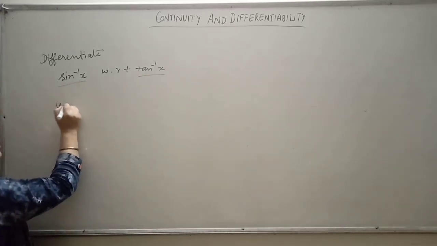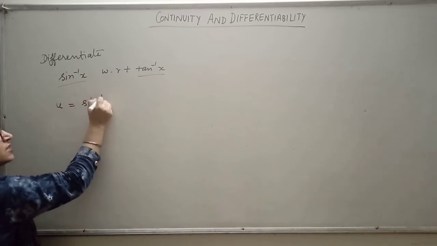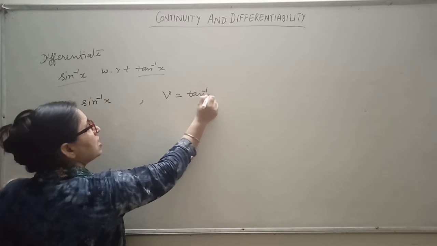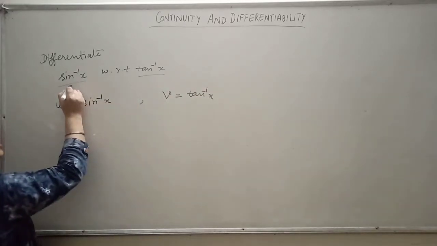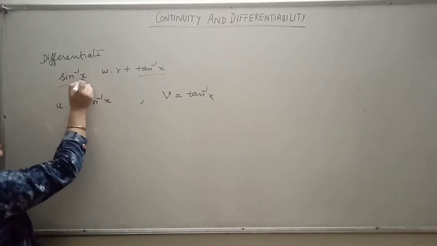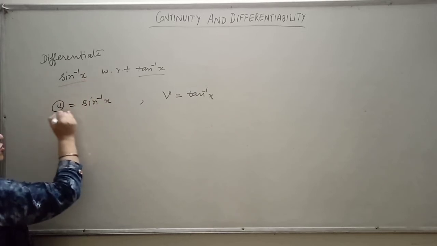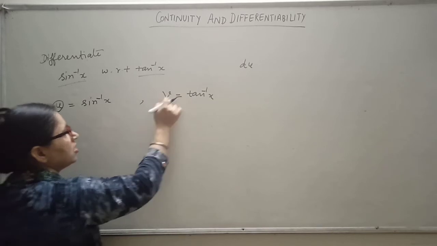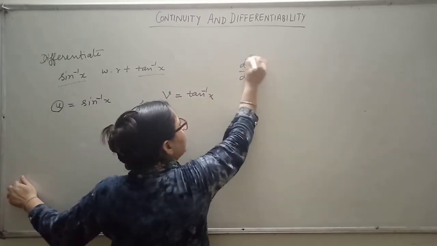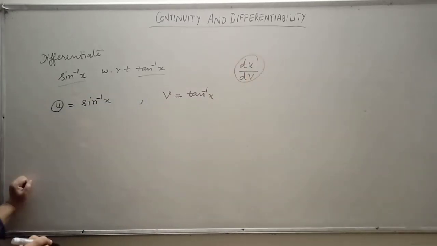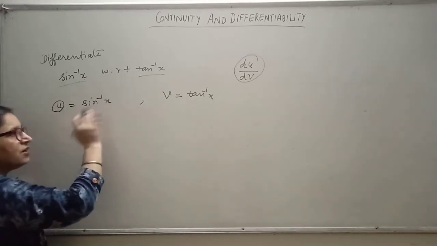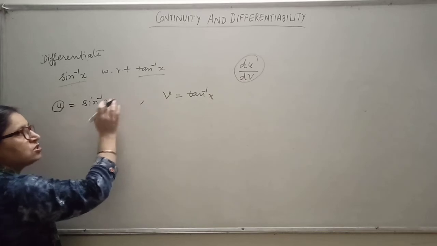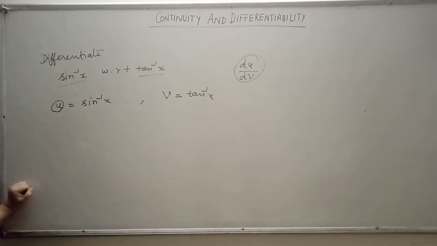So I will write down this is u is equal to sin inverse x and v is equal to tan inverse x. Okay. If I want to differentiate sin inverse x with respect to tan inverse x, that is, I want to find out du by dv. Okay, so now u and v are related with each other with a third variable, that is x. So x is now your parameter.